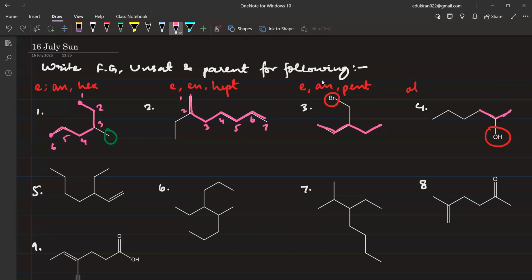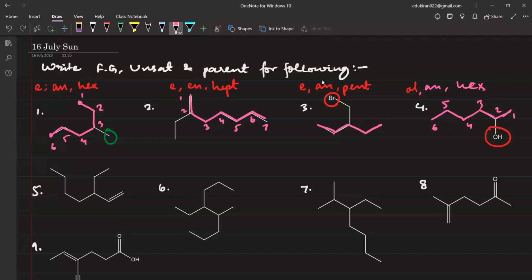1, 2, 3, 4, 5, 6. You don't have to stop. Why are you stopping? Okay, Mariam Khatun, you got this? Okay. So it goes from end to end, terminal to terminal. In the fifth carbon atom we have ol, and this will be an, and here it will be hex.